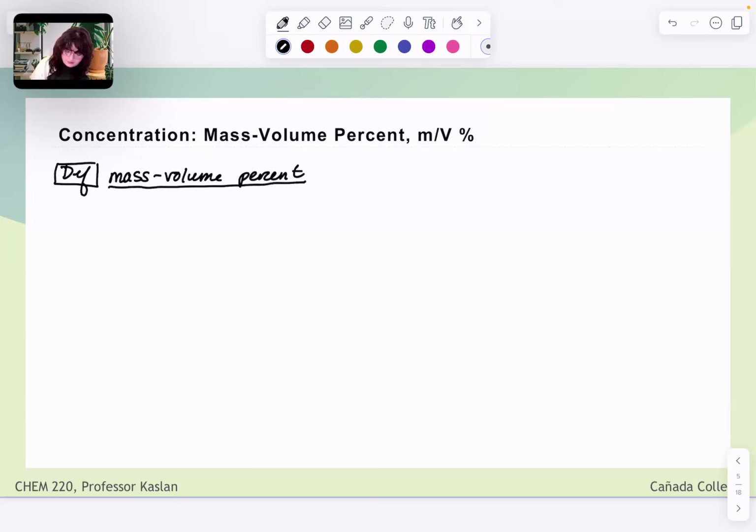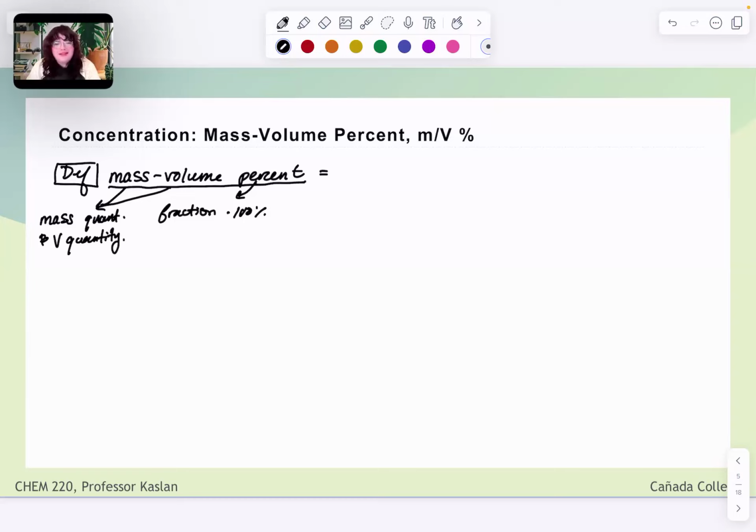Mass volume percent. Remind ourselves, a percent is simply a fraction that is then scaled by 100. So it's a fraction out of 100. And if we're doing mass volume percent, this means we're looking at a ratio or proportion of a mass quantity and a volume quantity.